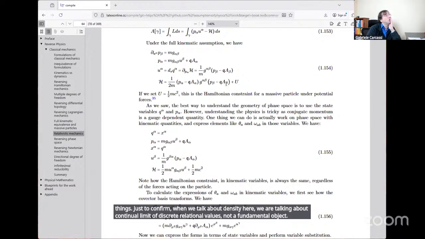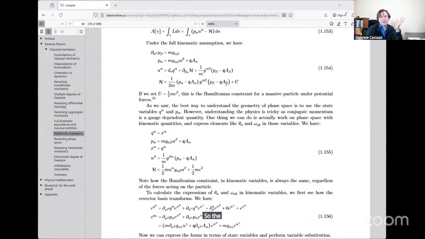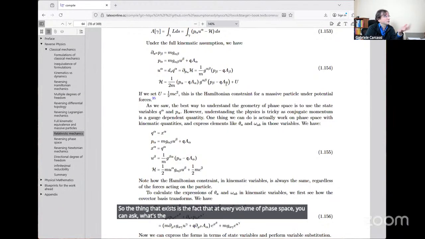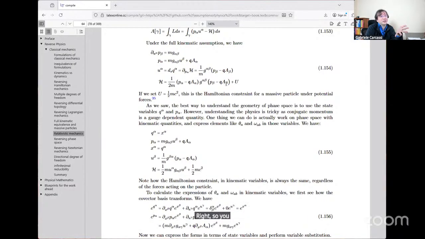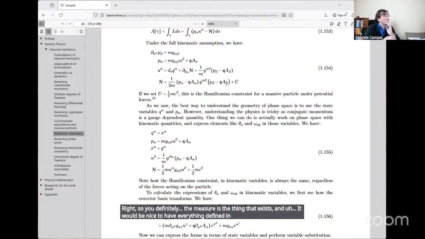As I said, the thing that exists is the fact that at every volume of phase space, you can ask, what's the probability, right? So the measure is the thing that exists. And it would be nice to have everything defined in this kind of measure theoretic sense. Even the values of the fields should be averages. But anyway, that's basically the idea. That's the thing that we have.